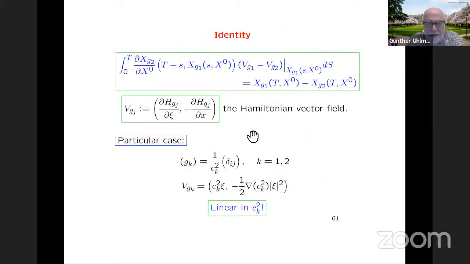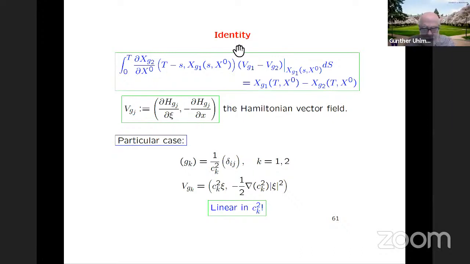So we have this identity. This is the Hamiltonian vector field. For instance, in the case that the metric is isotropic, then the vector fields are these ones. So VG1 minus VG2 is linear in the sound speed square, C1 square minus C2 square. So you want to invert that. So it's linear in C squared. That's the idea of this identity.